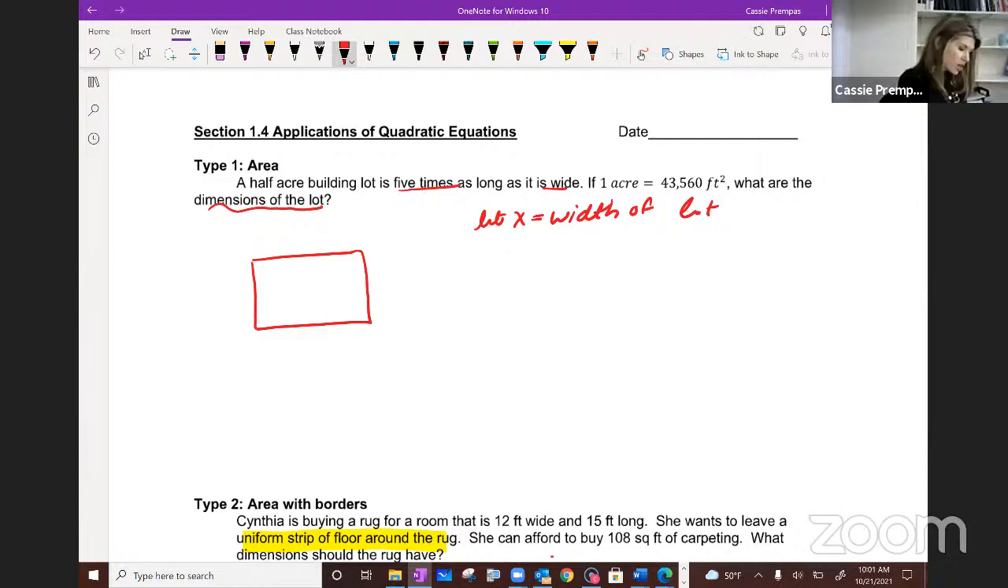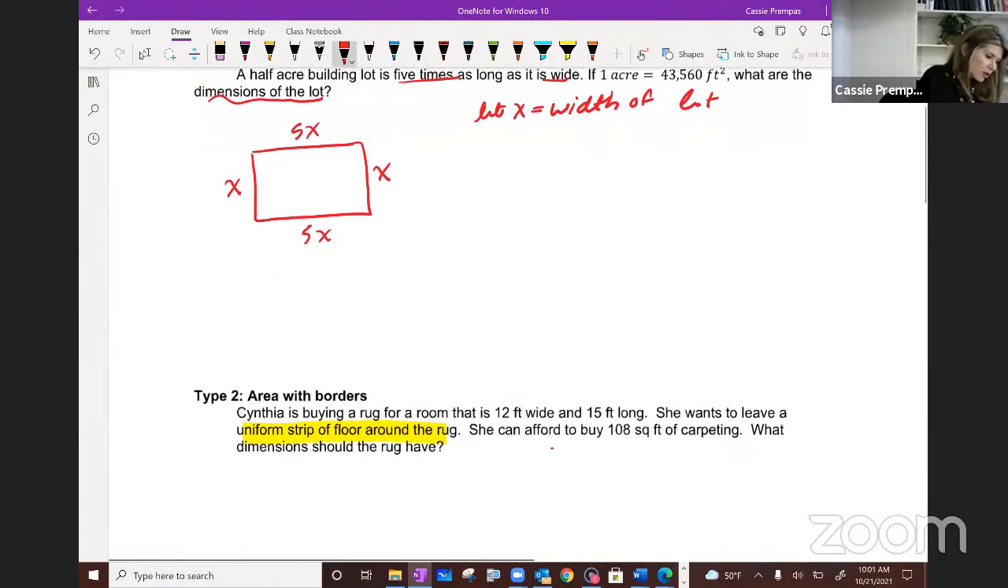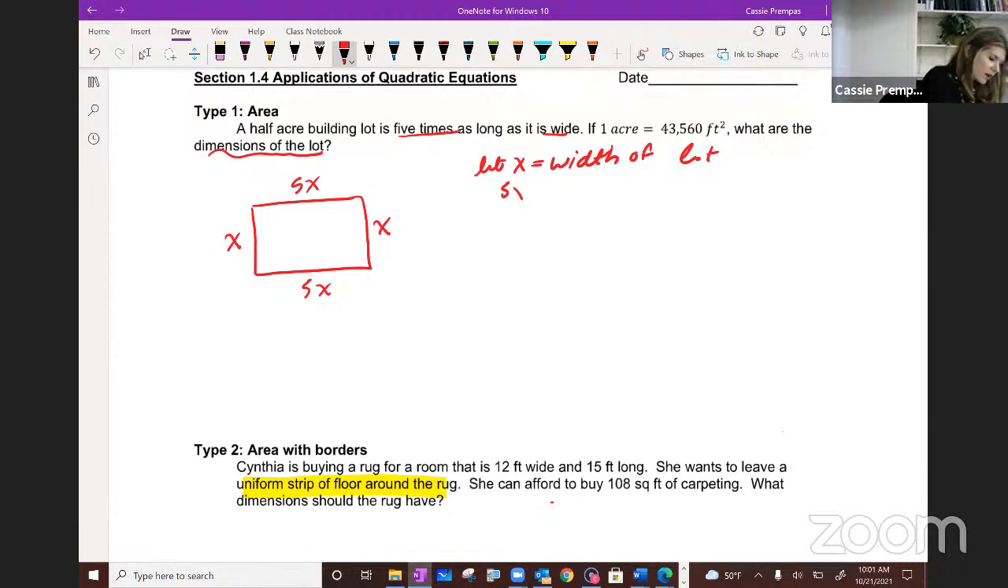And we know from geometry that if one side has a length of X, the opposite side has the same length. So if one width is X, the other width is X, and then it says the length is 5 times as it is wide. So the length would be 5 times X and 5 times X. So X equals the width of the lot and 5 times X would equal the length.